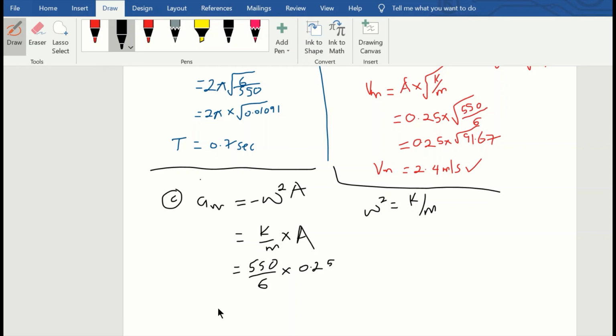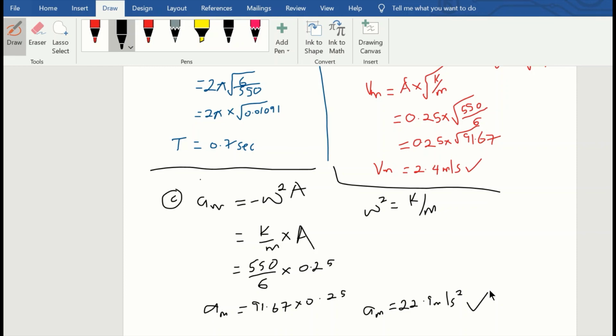All right, so therefore our maximum acceleration, 550 divided by 6 will give us what? That gives us 91.67 times 0.25. So therefore, our maximum acceleration is 91.67 times 0.25. That gives us 22.9 meters per second squared. So that is our maximum acceleration of the collar.